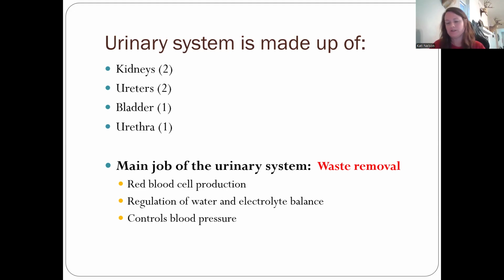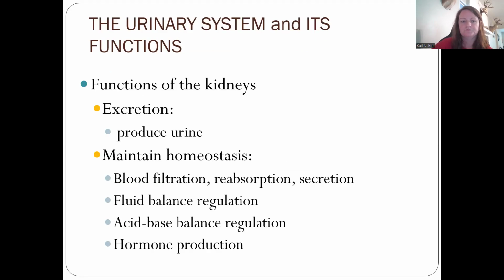The main job of the urinary system is going to be waste removal. Red blood cell production, right? You know that erythropoietin is produced by the kidneys, and then erythropoietin will go to the bone marrow and tell the bone marrow to make red blood cells. Regulation of water and electrolyte balance: if you think back to anatomy and that loop of Henle and how it all goes through, there are different areas where reabsorption and absorption occur. And then it also controls the blood pressure, which we will talk about on the next video.